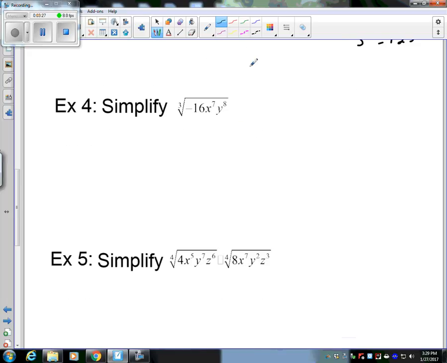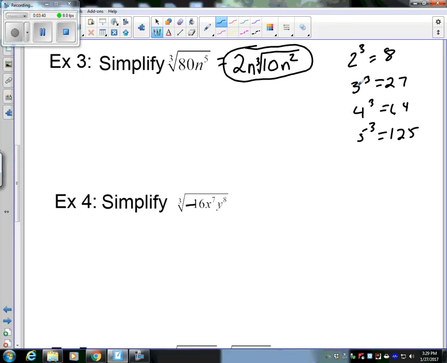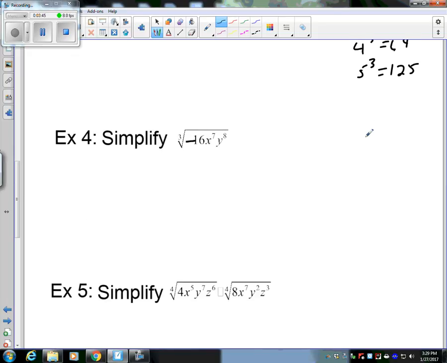Next, we have cube root of negative, don't forget this negative, 16, x to the 7th, y to the 8th. Now, with these perfect cubes, 2 to the third, 3 to the third, 4 to the third, 5 to the third, there's also what would be negative 2 to the third. Well, that's negative 8. And negative 3 to the third, that's negative 27. Negative 4 to the third, that's negative 64, and so on.